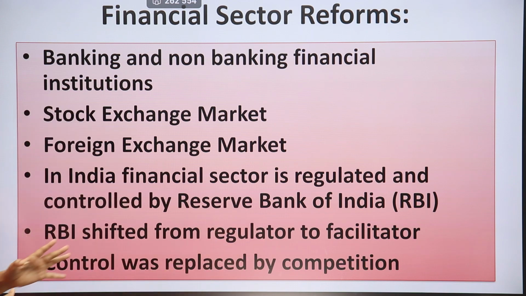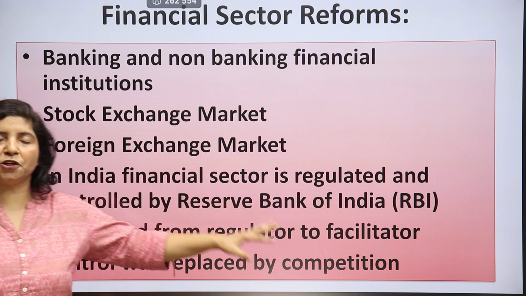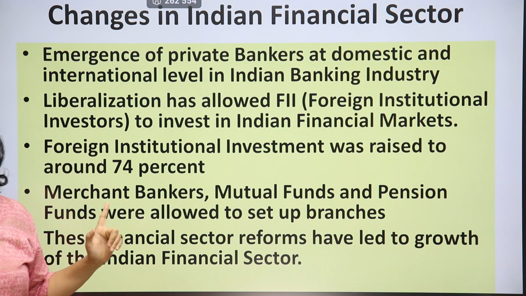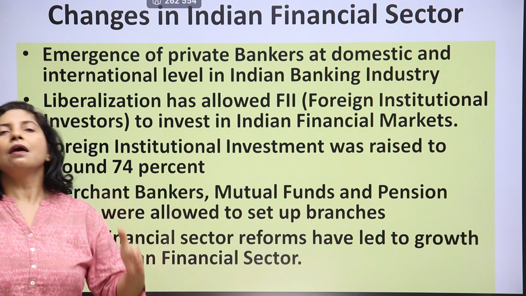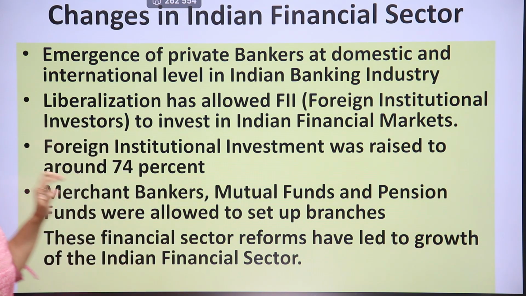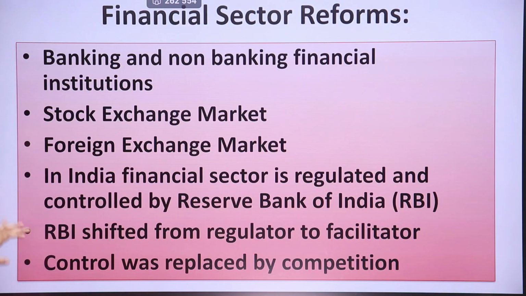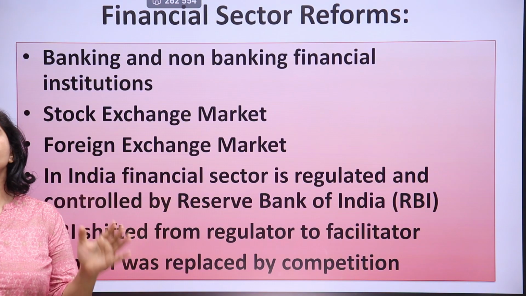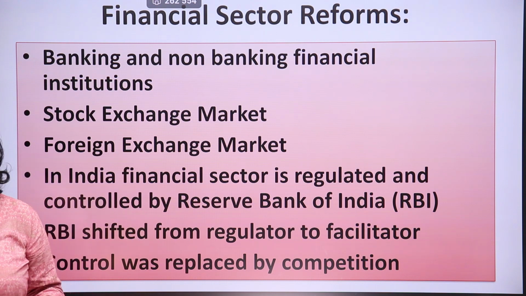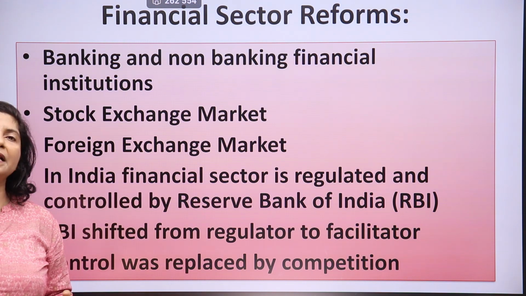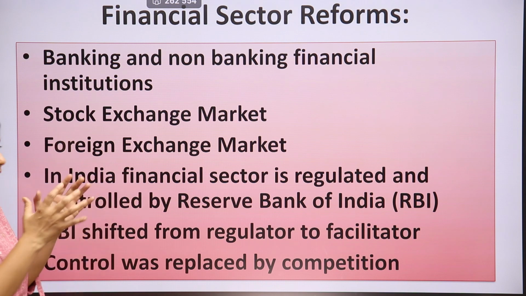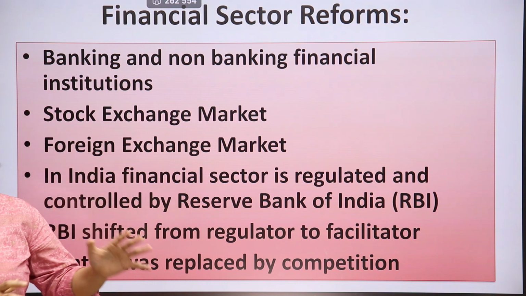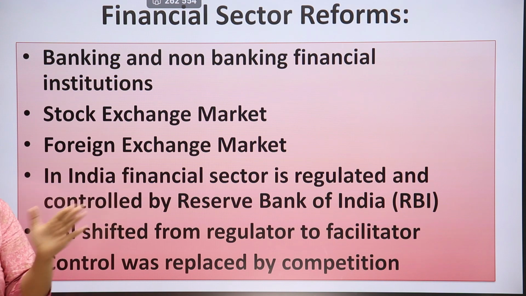Now, when the new economic policy was adopted in 1991, all the control was replaced by competition. What does it mean? After 1991, private sector companies were allowed to enter India. For example, before 1991, LIC, Life Insurance Corporation of India, was the sole player in the life insurance sector of India. But after 1991, many companies were allowed to open life insurance businesses in India, and LIC faced stiff competition after that period. That is the 1991 economic reforms.